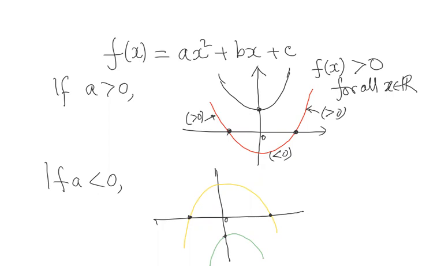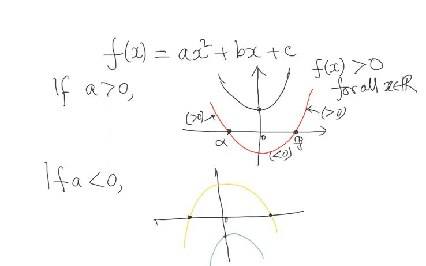If there are real roots, then it would be like the red curve, and in some zones it would be positive, and in other zones it would be negative. Say, for example, we have these roots as alpha and beta. If we are looking at x less than alpha or greater than beta, then f(x) would be greater than 0. Whereas if x is between alpha and beta, then f(x) would be less than 0.